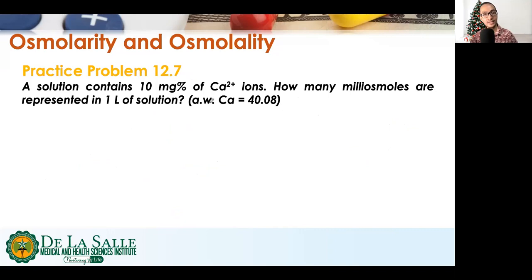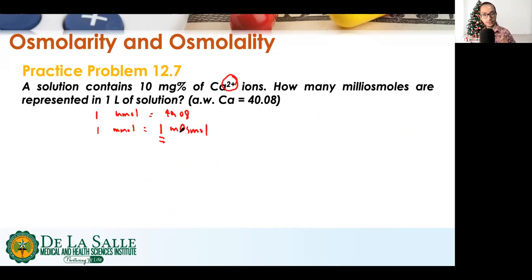So how about this one? We will not be solving this anymore. Well, let's just solve it. The atomic weight is 40.08. So 1 millimole is equal to 40.08. Now 1 millimole is equal to 1 milliosmol. Why 1? Its valence is 2.